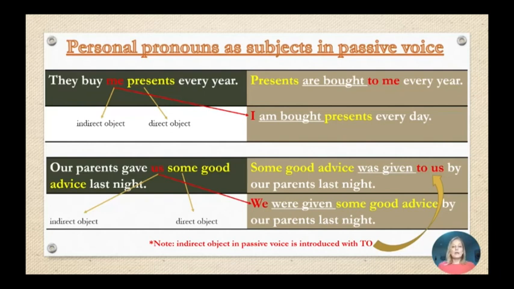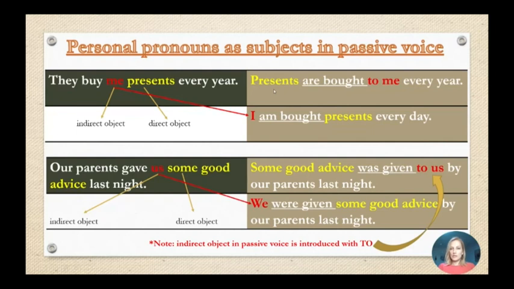In the second sentence, we also can make two sentences. Some good advice was given to us by our parents last night. And the other one will start with the indirect object. This time it's us, but we are not going to say us as the subject, but we, because that's the subject form of the personal pronoun we. We were given some good advice by our parents last night.